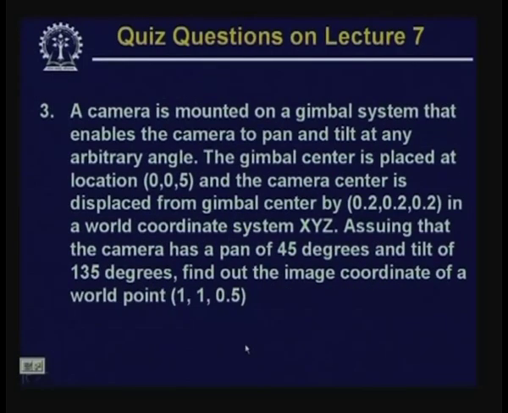Then the third question, a camera is mounted on a gimbal system that enables the camera to pan and tilt at any arbitrary angle. The gimbal center is placed at location 0 0 5 and the camera center is displaced from the gimbal center by 0.2, 0.2, 0.2 in a world coordinate system xyz. Assuming that the camera has a pan of 45 degrees and tilt of 135 degrees, find out the image coordinate of a world point 1, 1, 5.